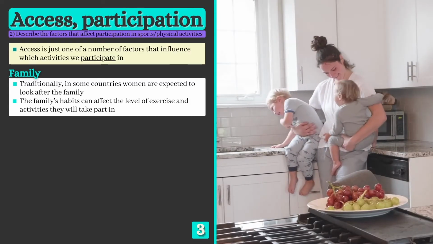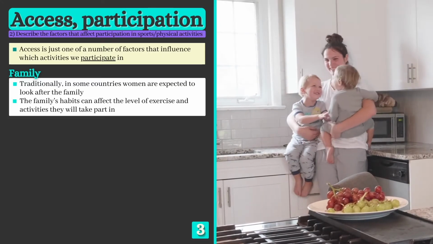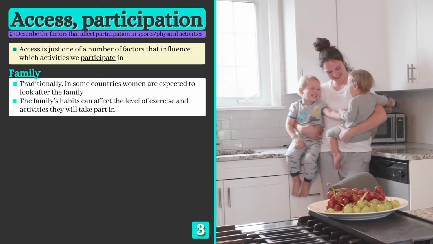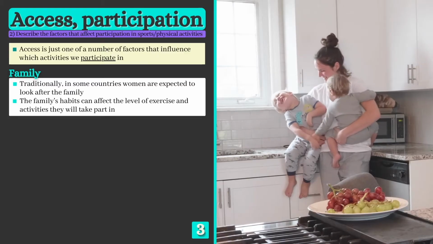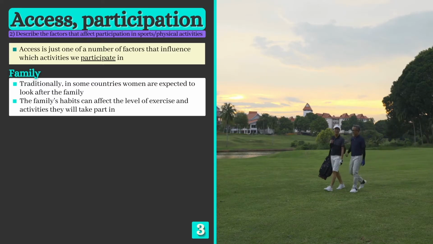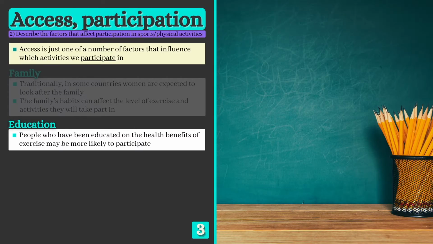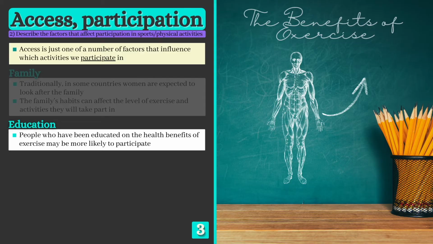Traditionally, in some countries, women are expected to look after the family without much support, restricting their opportunities to participate in physical activities. Your family may also have a big influence on the activities you develop an interest for and decide to participate in. Education. People who have been educated on the health benefits of exercise may be more likely to participate.